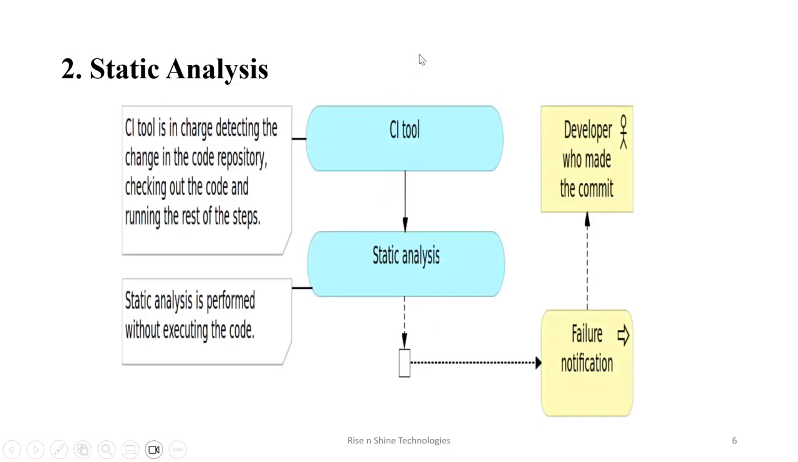Yeah, when any developer commits the code to the repository, the CI tool is going to trigger the pipeline. In the first stage, what we are expecting is static analysis. That means we are scanning the code without executing the code. Why do we say static analysis? Because it is not going to execute the code. It is just scanning the files. That's why we say static analysis. If that is successful, promote to the next stage, or if it got a failure, send a notification to the developer who made the commit.